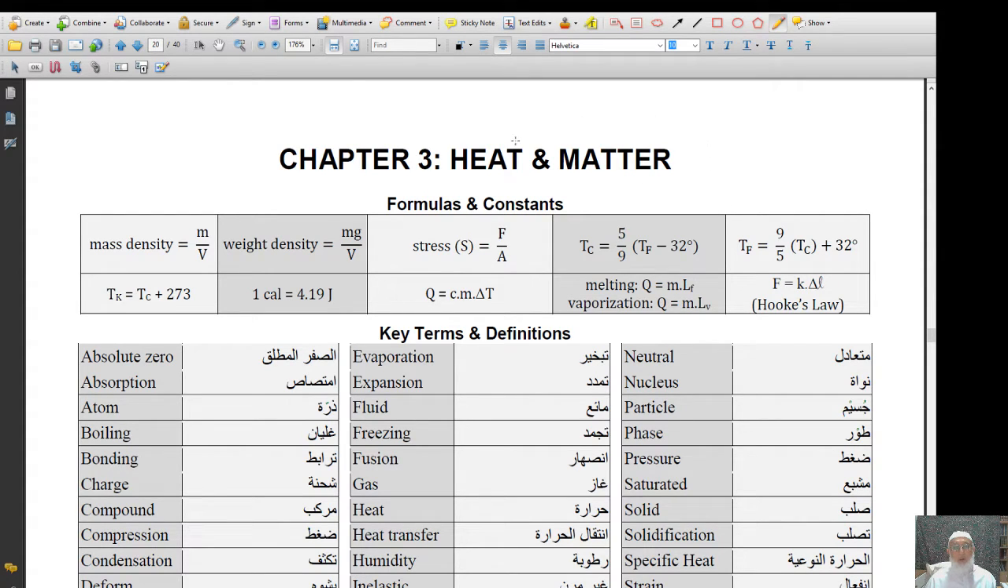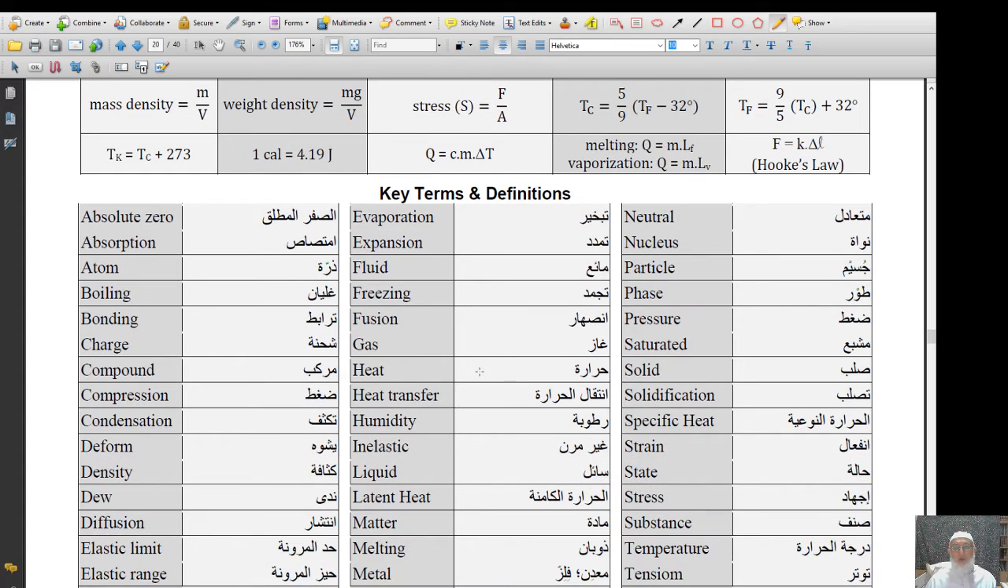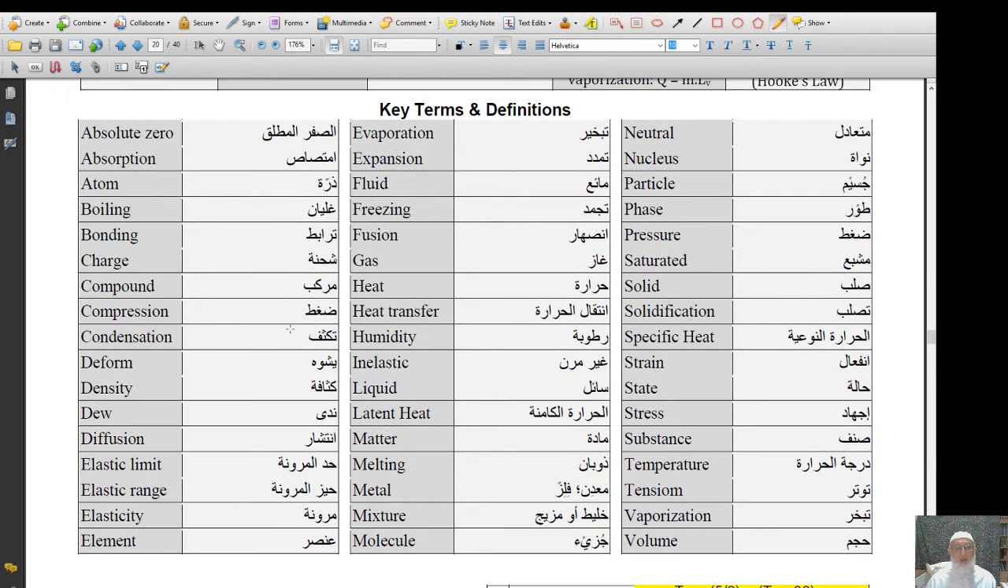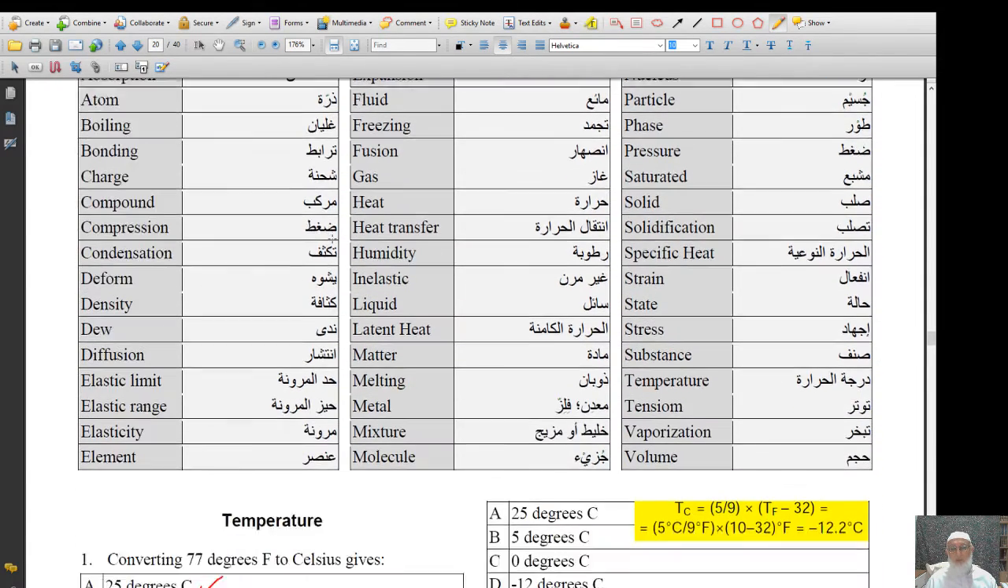So we continue with our review sessions of physics, and now we are on chapter 3, heat and matter. And these are basically the equations that you will need in this chapter to solve the problems that we will go over now. And these are the key terms and definitions that you need to become familiar with and to memorize most of them. يعني هذه يجب أن تحفظها أو تعرفها بشكل أكيد، هذه المصطلحات أو أكثرها.